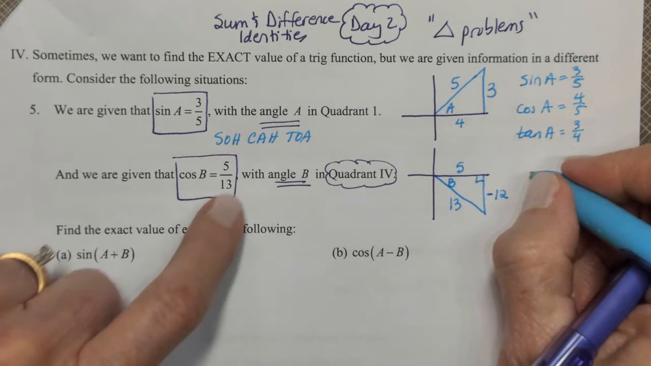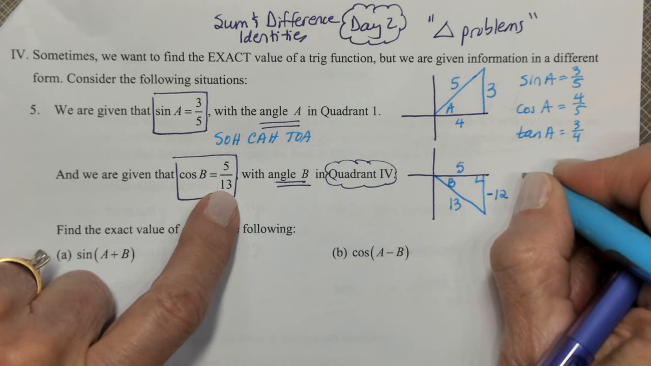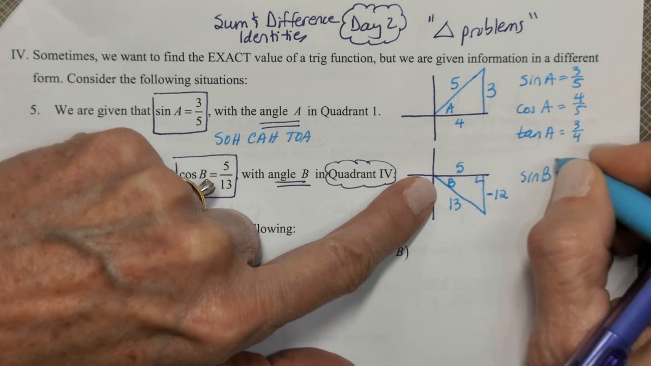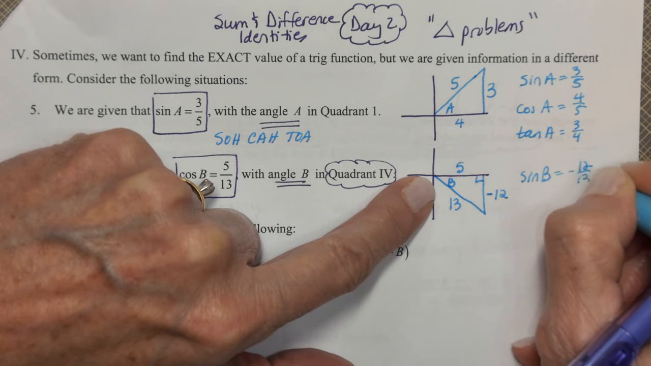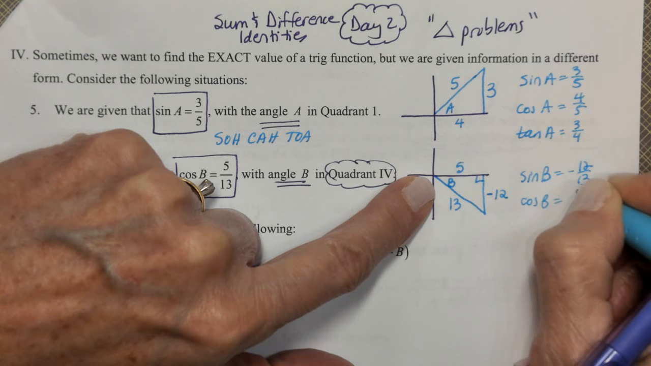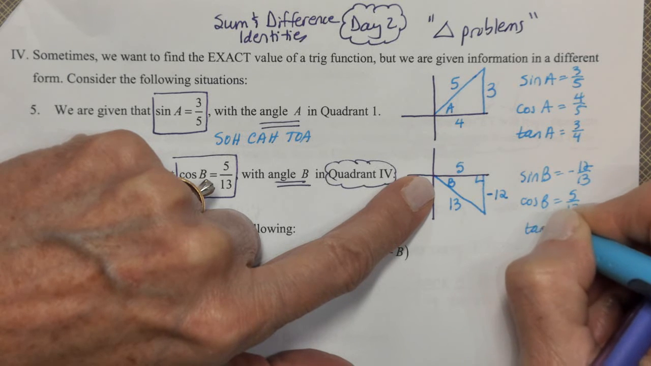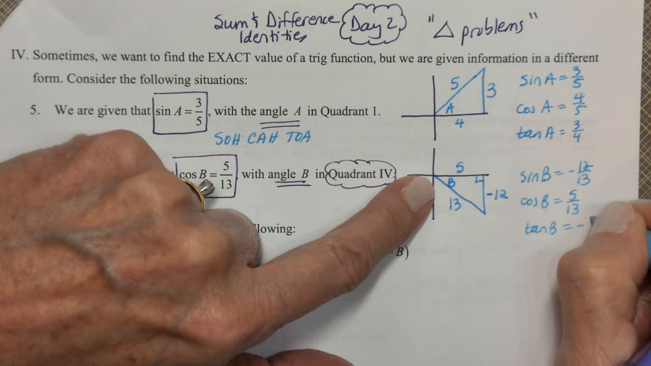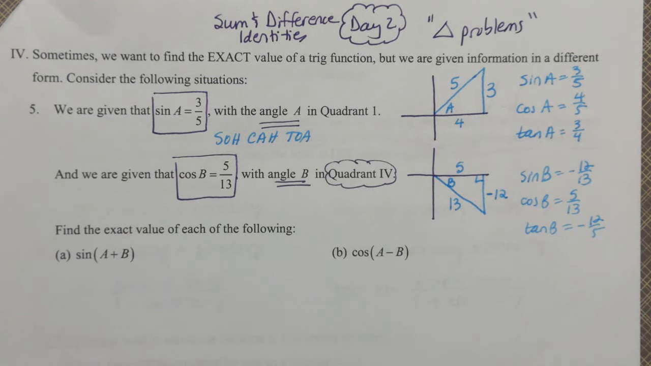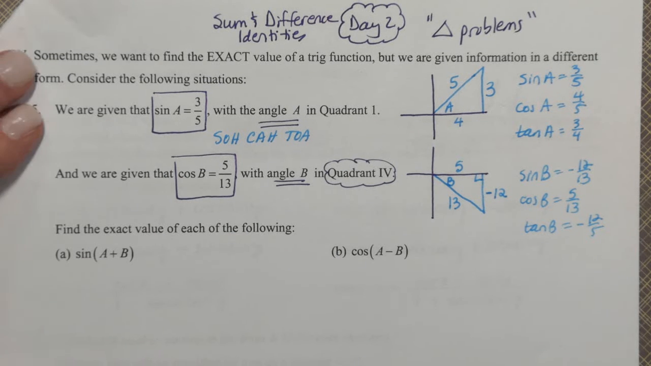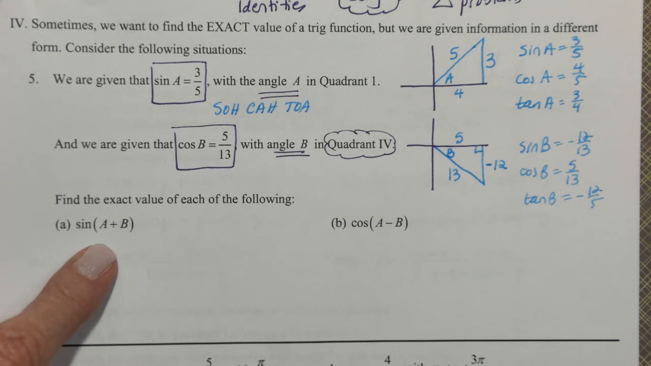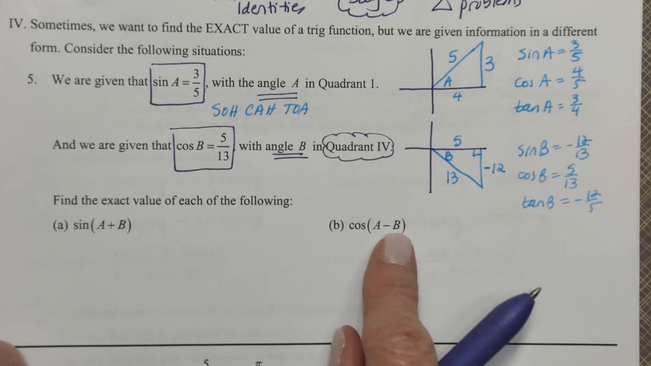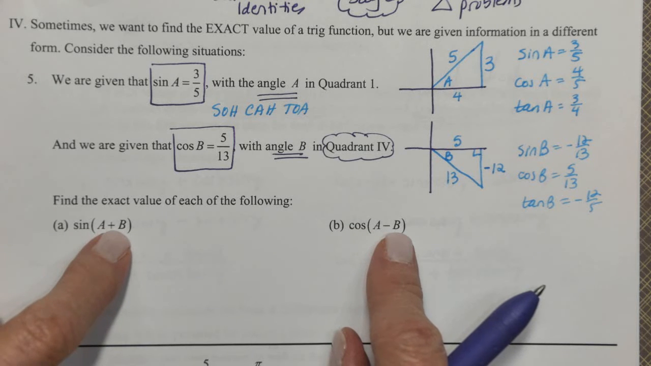So cosine of B is 5/13. Sine of B would be opposite over hypotenuse, -12/13. And tangent of B, if we need that, will be opposite over adjacent, -12/5. Okay? So in this problem, we are asked to find sine of A plus B and cosine of A minus B. So we are going to be using our identities for this.